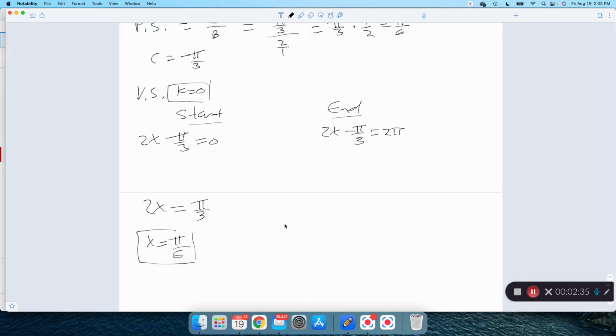Over here, we're going to have to do quite a bit of work. So moving the pi over 3 over, we're going to have a 2 pi plus another pi over 3. I'm going to have to get a common denominator to add these fractions. And that common denominator will be 3. So I'm going to have to rewrite this 2 pi as 6 pi over 3. I multiplied top and bottom by 3.